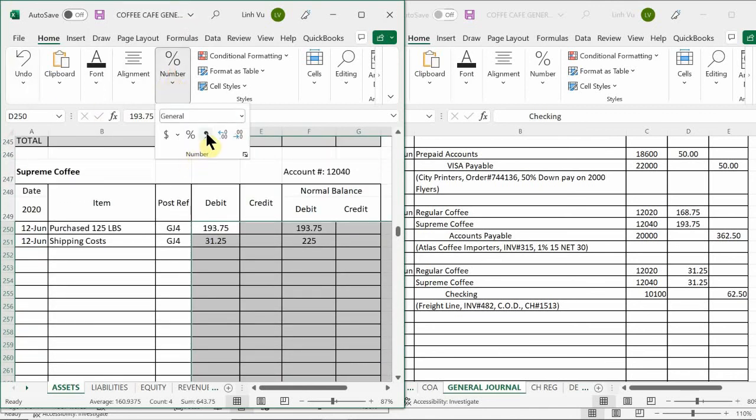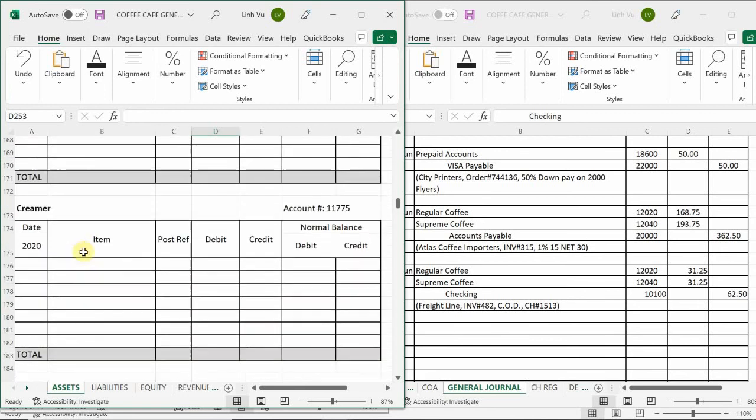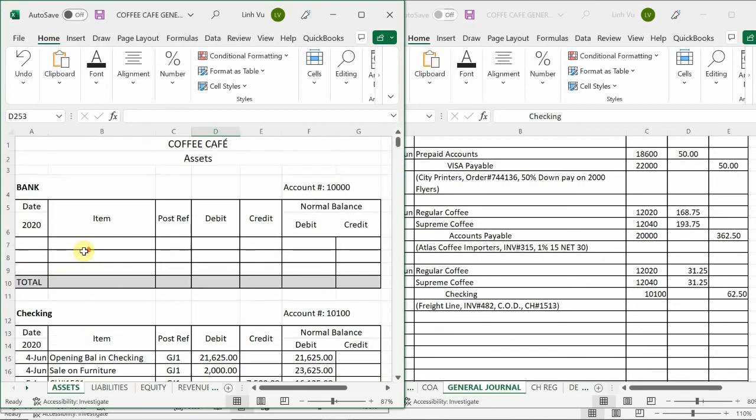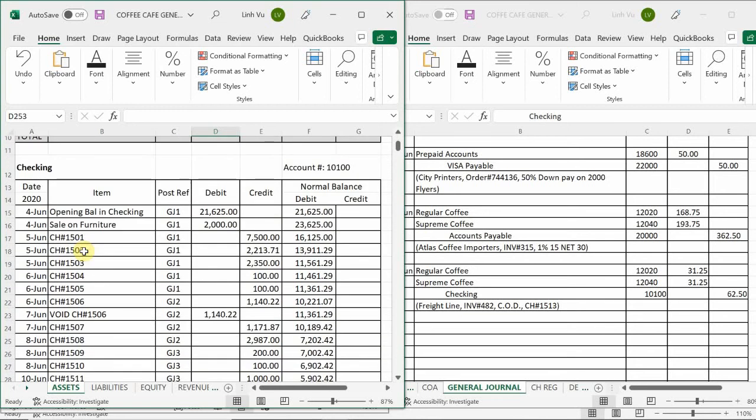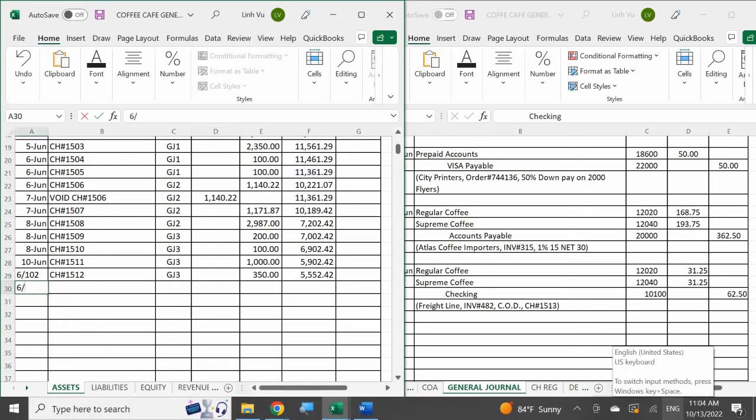Okay. And of course, in order for us to pay for the shipping, we have to update our checking account because we end up spending more money. So here's my checking account. I wrote another check, check number 1513. Yes. Is that 224 or 225?